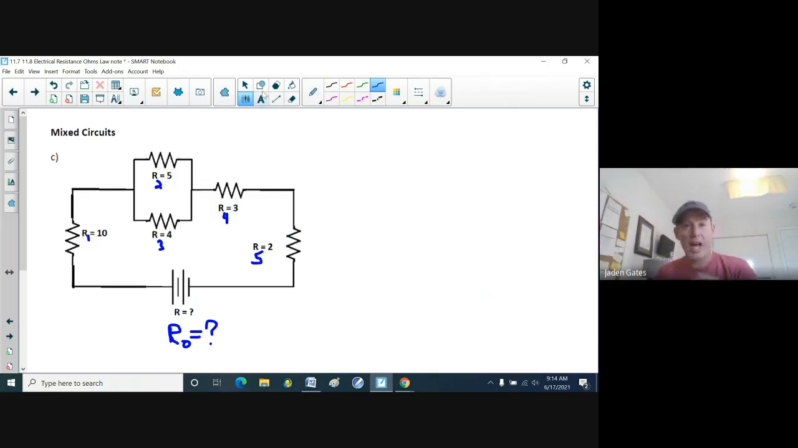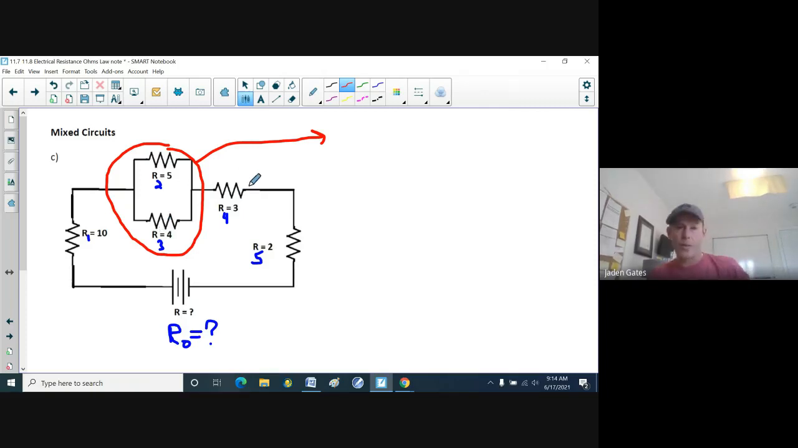But what we actually have is a parallel part in series. So what I'm going to do is combine R2 and R3 together using my parallel resistance formula. That way they'll act as if they are just one resistor. And so what I'm going to do here is find what's called R23, what R23 is equivalent to.